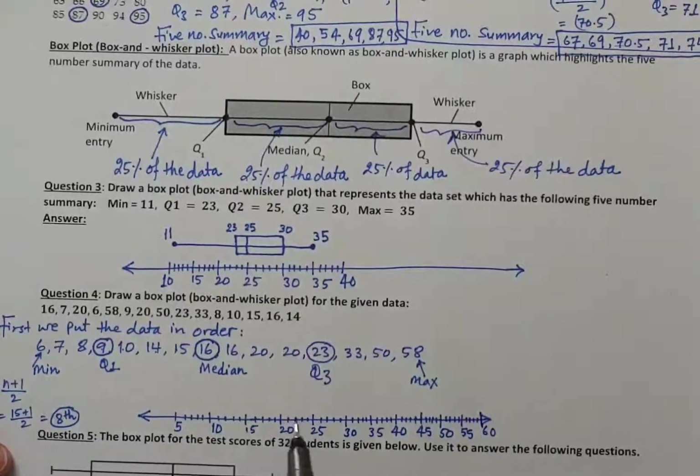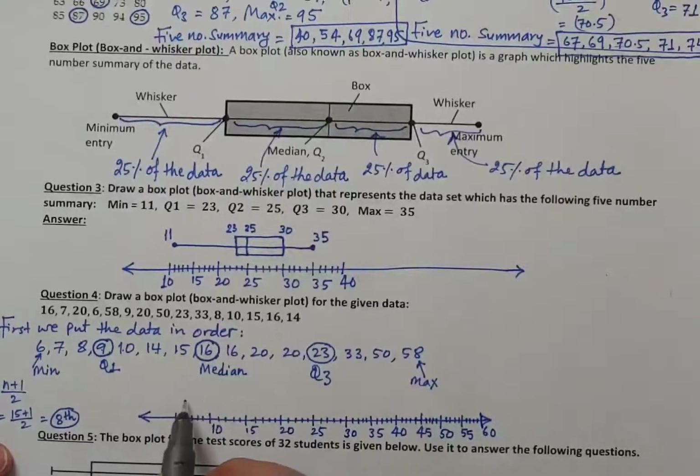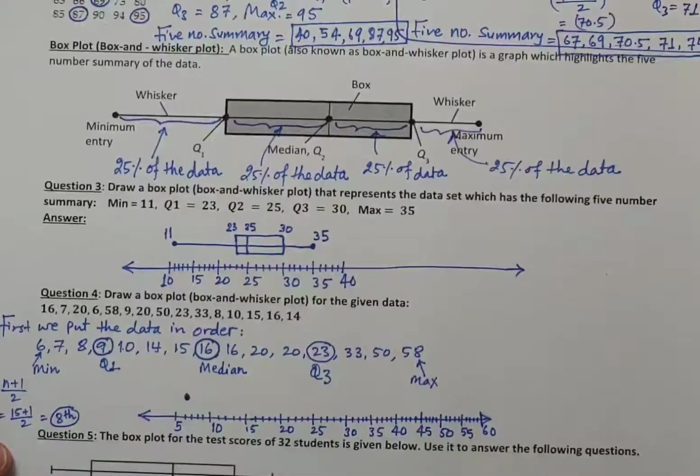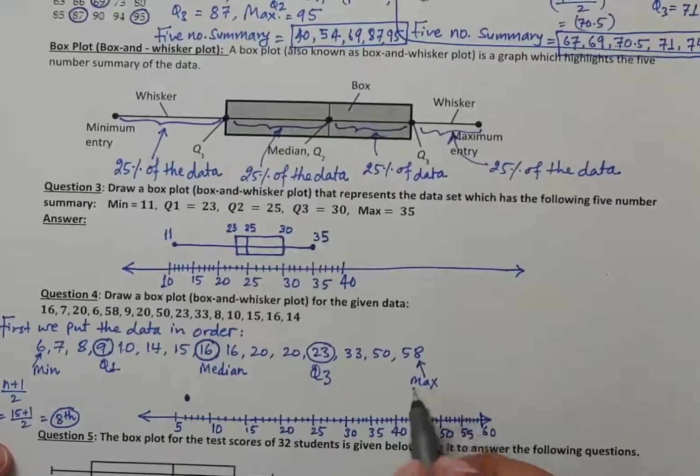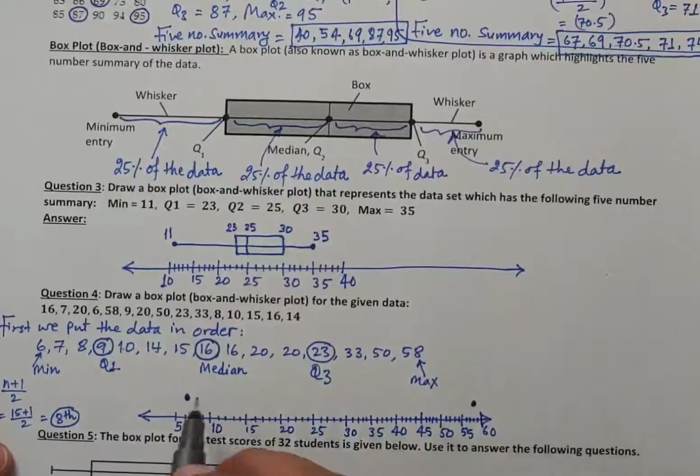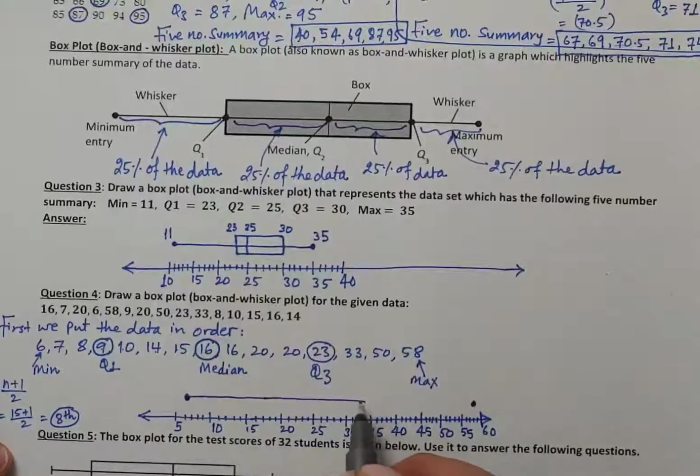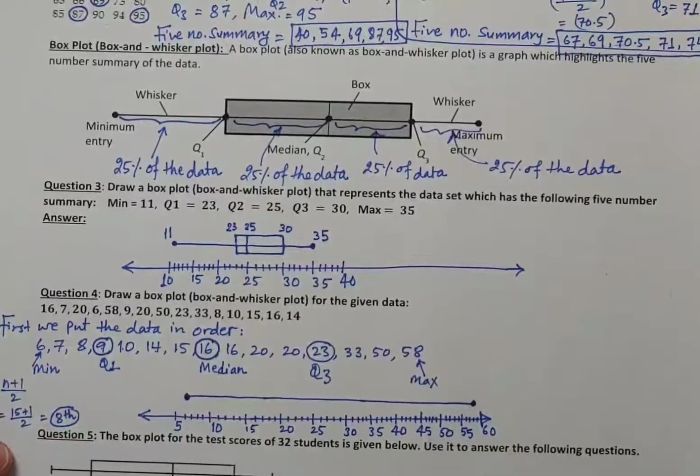Now we need to draw the box plot. The minimum is 6, so we start the whisker at 6. This is the minimum number, and the maximum is 58, which is here. So the whisker goes from 6 to 58.